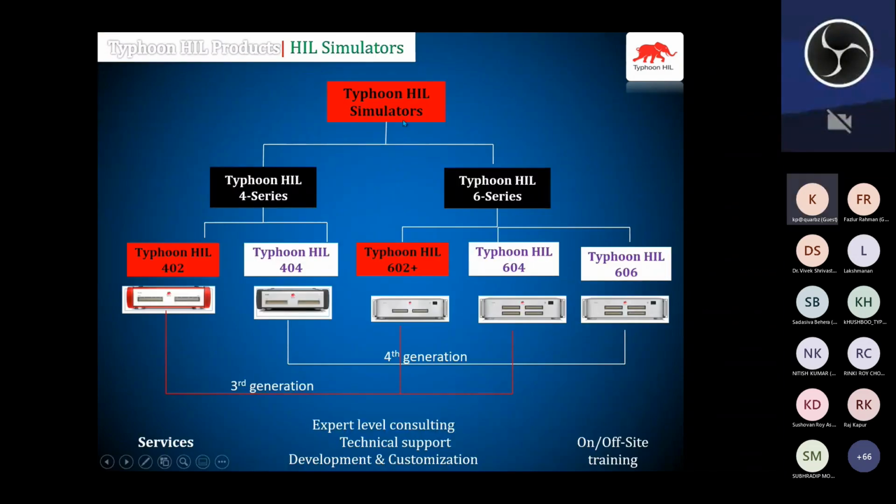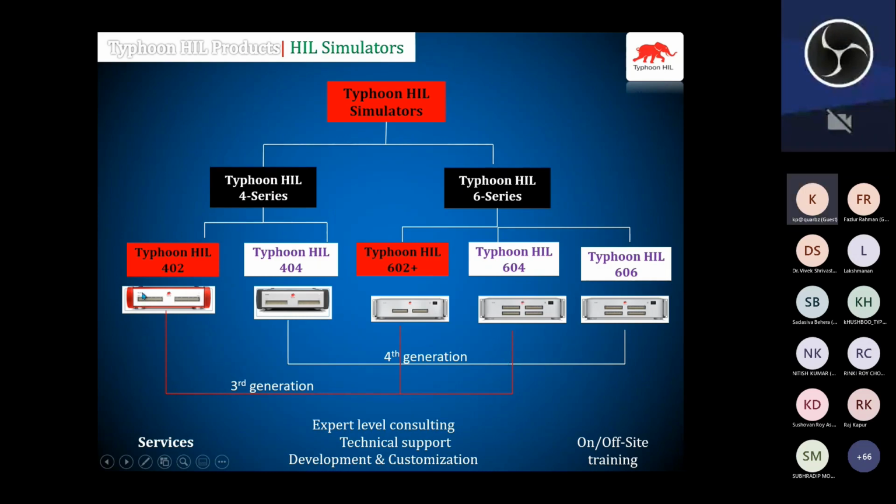So here there are a number of series, like we are having Typhoon 4 series and 6 series. We are also having the M series, that is the microgrid series. In 4 series and 6 series, you will find 402, 602 plus, for those who are still the user of 602 plus. But as new, we are not moving ahead with 602 plus. We are moving with 604 and 606.